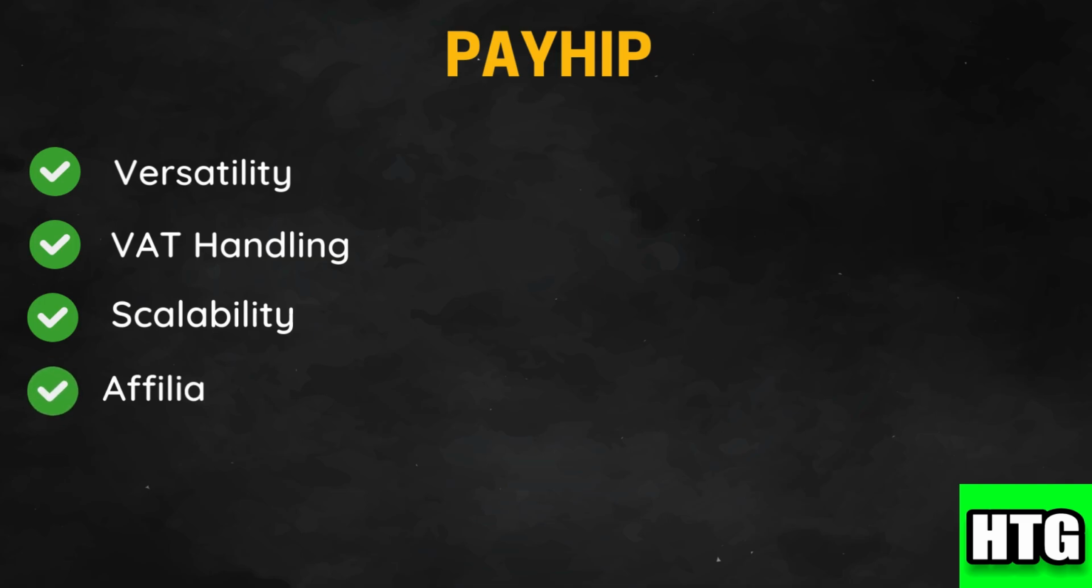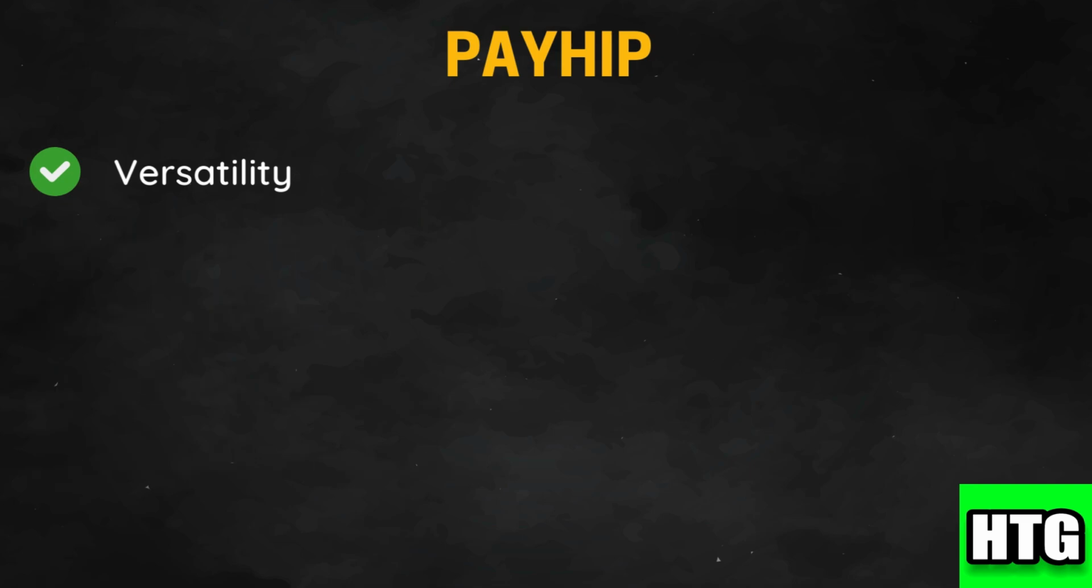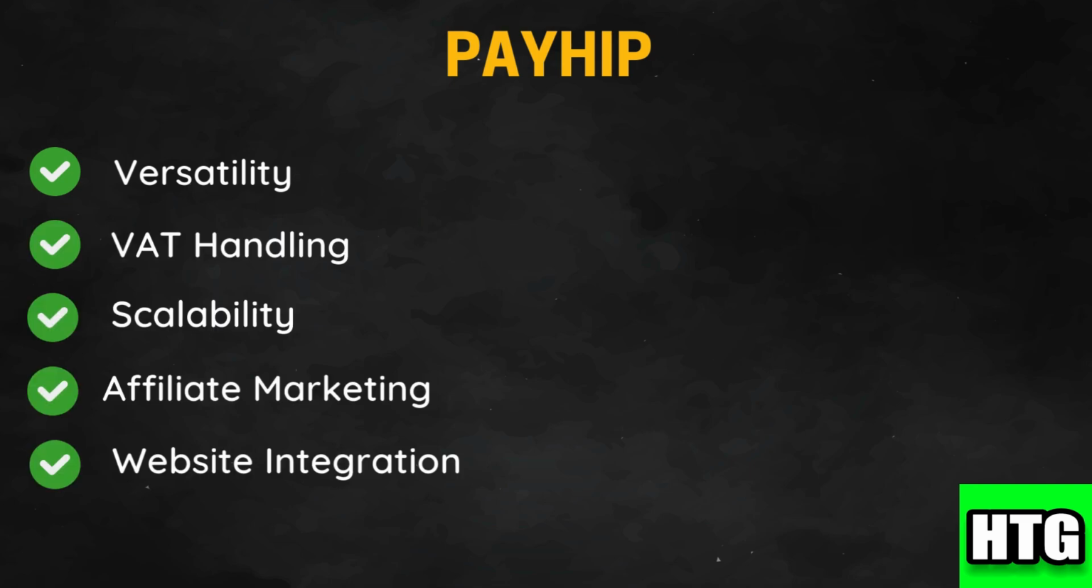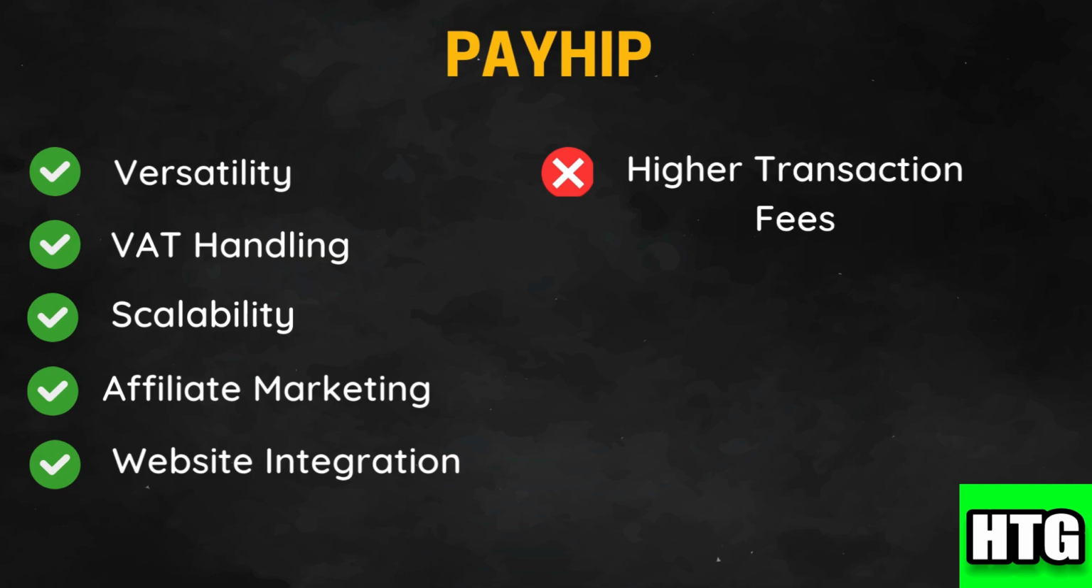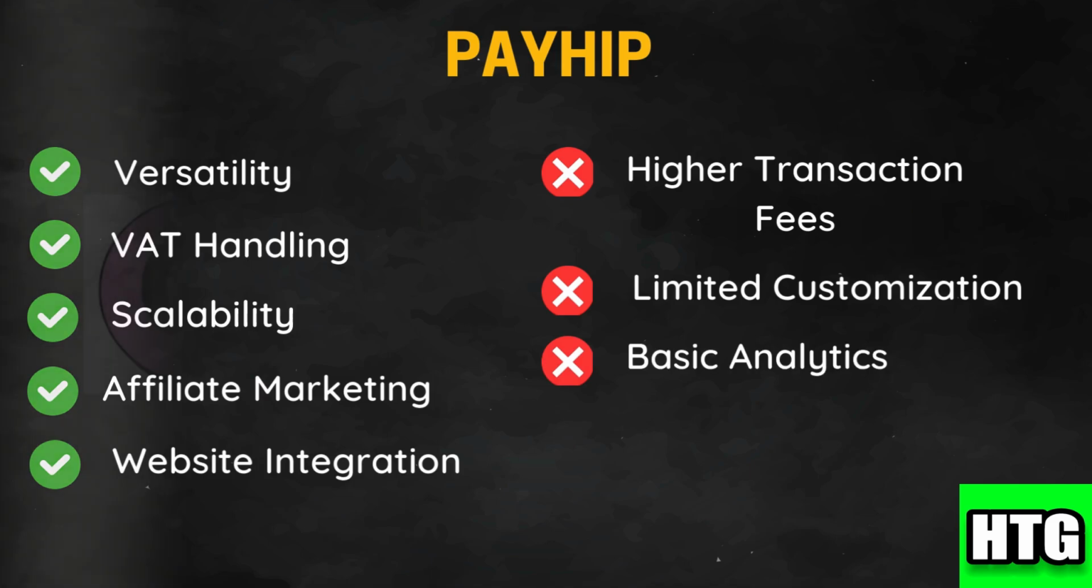It provides affiliate marketing tools to help creators grow their audience and boost sales. Payhip allows users to embed the store on their own website, making it more flexible for those who want to maintain their own branding. Charges a fee on the free plan, which may increase as the creator's business grows. Payhip's customization options are limited compared to other platforms, restricting branding options. Offers only basic analytics features, lacking in depth reporting compared to other platforms.